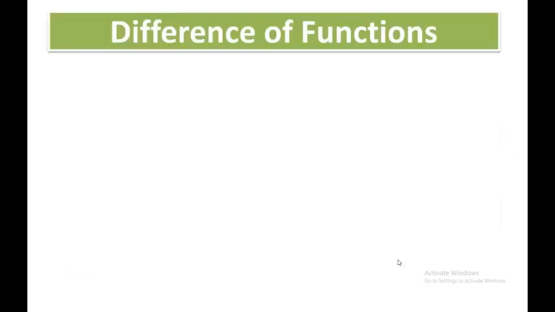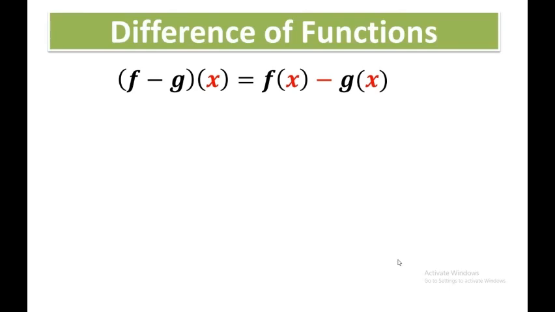Now the difference of functions. For the difference of functions, let f and g again be functions. We have the f and g functions. Their difference is denoted by f minus g, which is the function denoted by f minus g of x, equivalent to f of x minus g of x. Again, this is also a distributive property. So this is f of x minus the g of x.